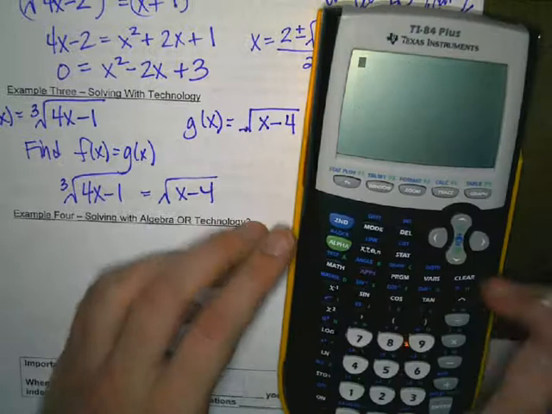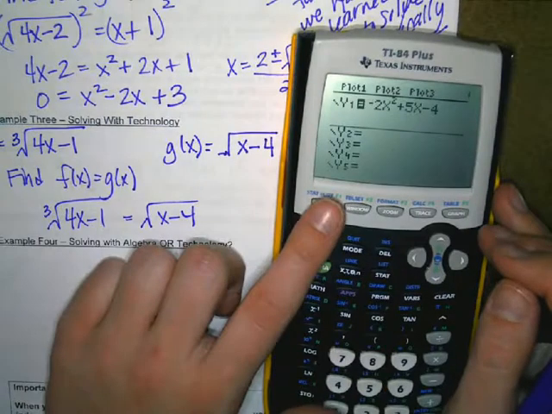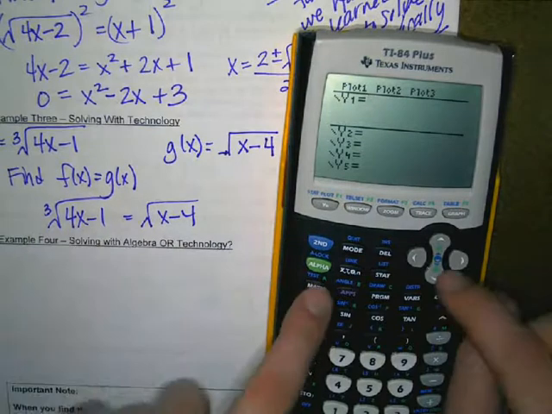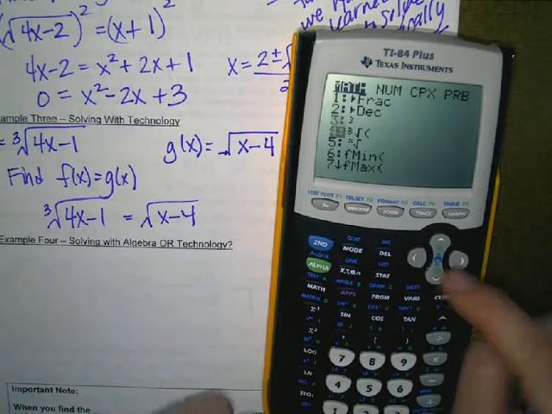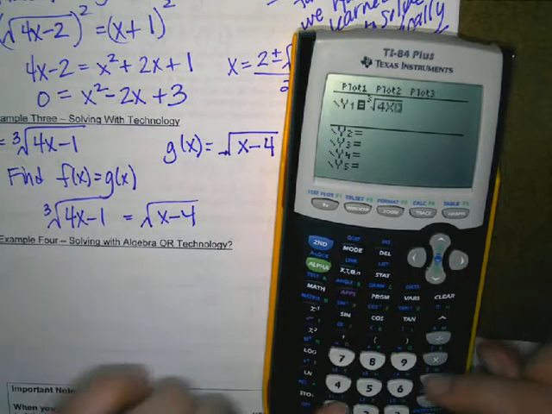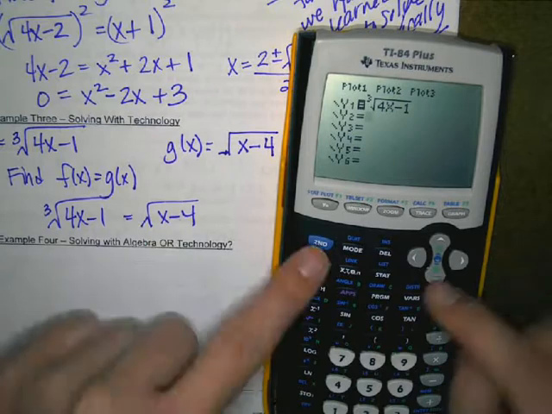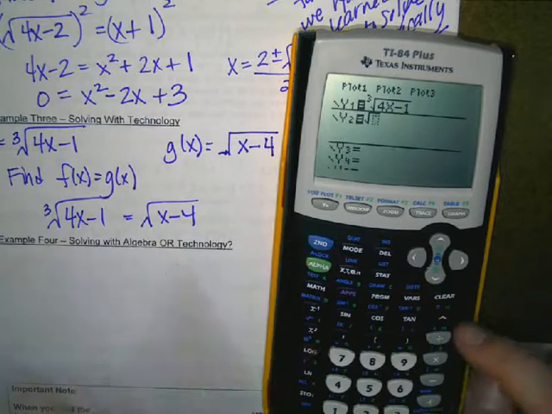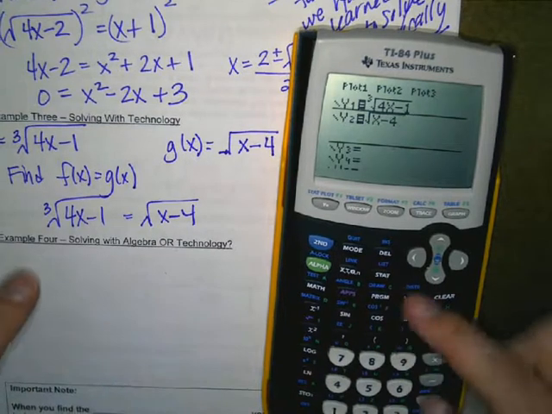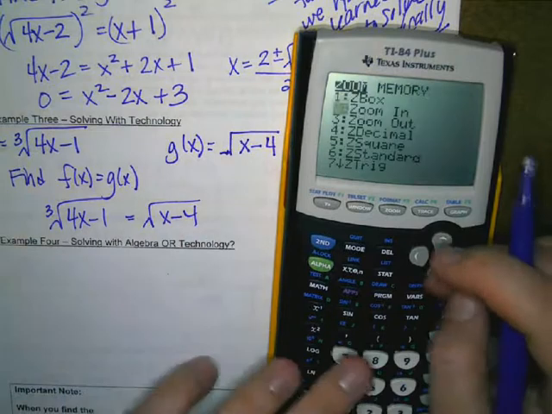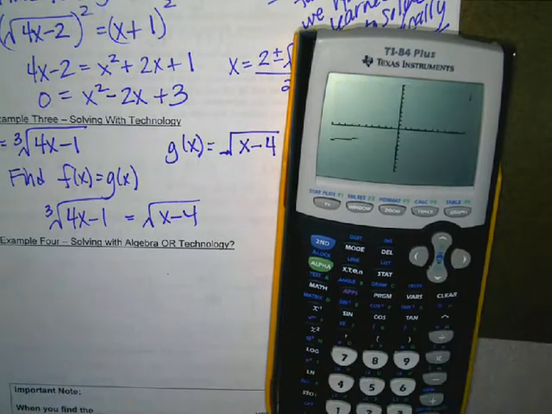Now, when you graph, under y equals, you're going to put one of the functions. So the cube root function of 4x minus 1. And then you're going to also plot the square root function of x minus 4. Okay. And then we want to set a good window, so I'm going to make it a standard window. And there's one graph. I think that's my cube root function.